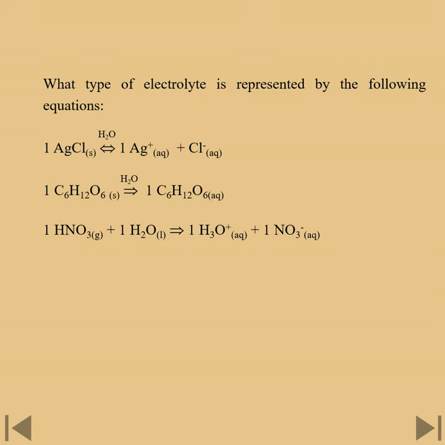So the first one was a limited solubility ionic compound. The second one is a molecular compound, and this is a strong acid, one of our examples of strong electrolytes. And what type of electrolyte are the following? Sodium chloride, a soluble salt. Soluble means high concentrations of ions, so this would be strong.